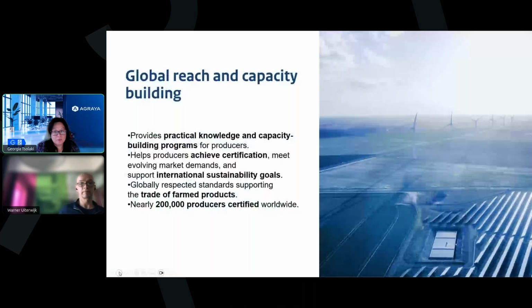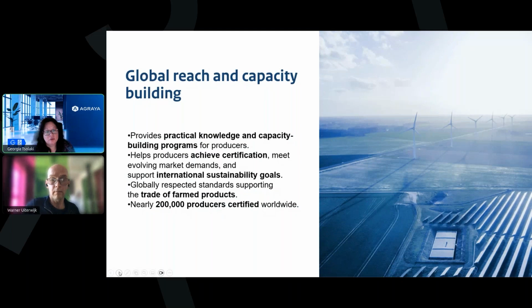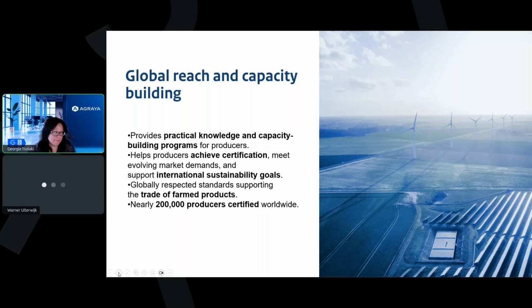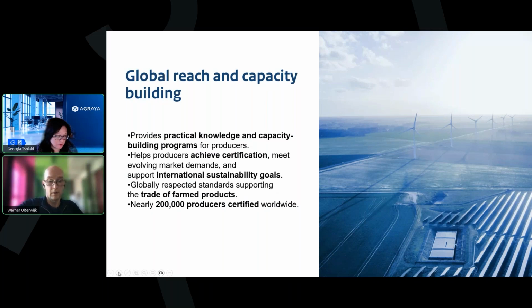To further support our producers, we have built a capacity building program to help producers achieve certification against our solutions and achieve the international sustainability goals. Globally, we have nowadays more than 200,000 producers that hold a certificate for their production processes. And the GLOBAL.A.P solutions are nowadays respected globally among the retailers. Can you please proceed to the next slide?